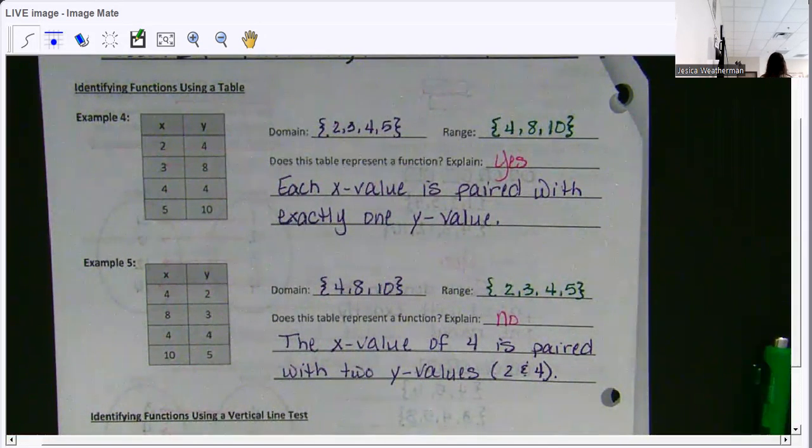Are there any questions on this one? Okay, so good. So 4 has 2 different y values, so that can't happen. So it's a non-function. Okay, we are going to move on to graphs. So we've done mapping diagrams, tables. Now we're going to do graphs.